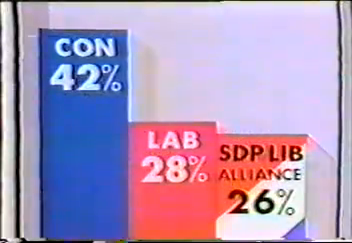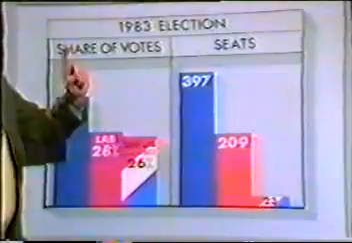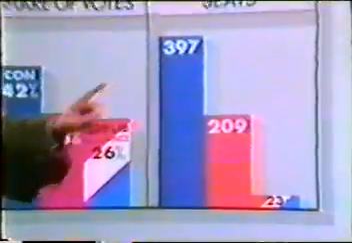On the left, the share of votes cast. Conservative, Labour, SDP, Liberal Alliance. On the right, the seats. Conservative, Labour, SDP, Liberal Alliance. This is ludicrous. Or, as children would say, not fair. Not fair to us voters.